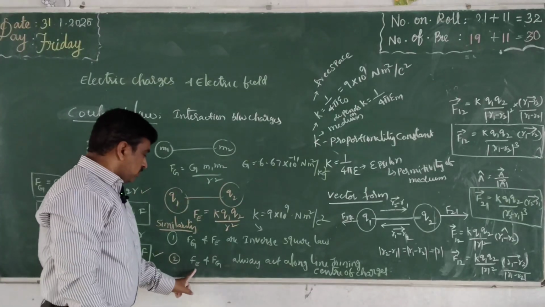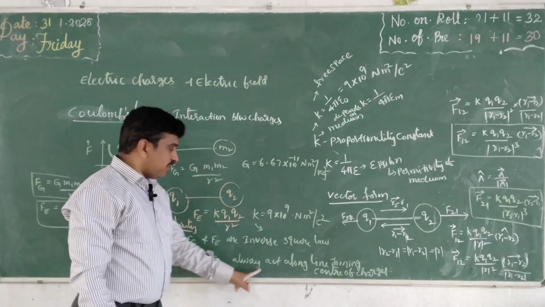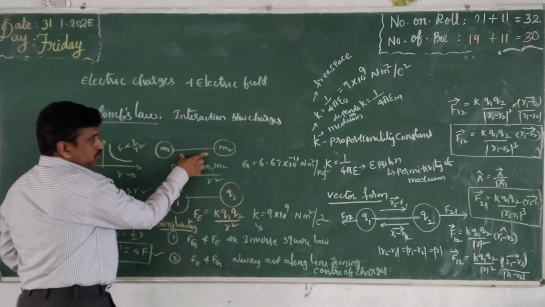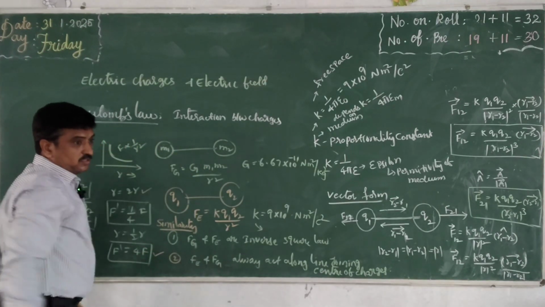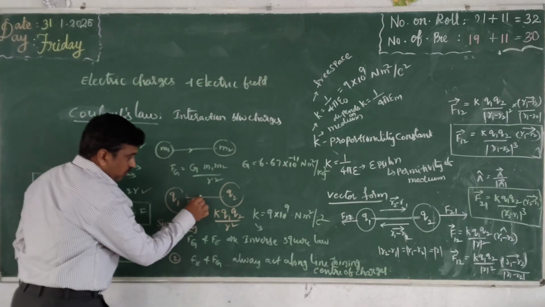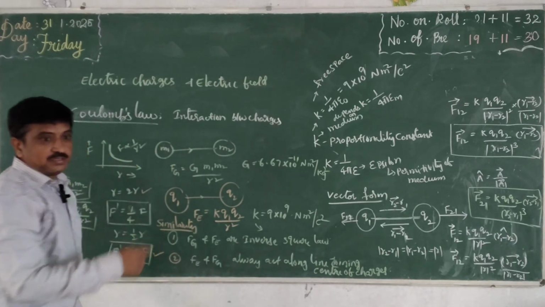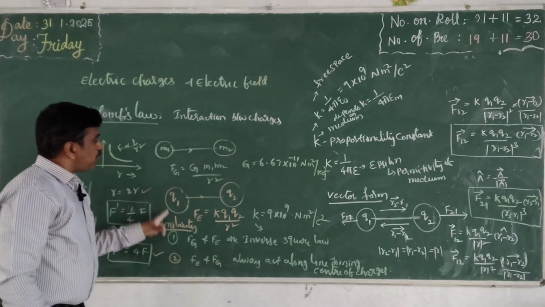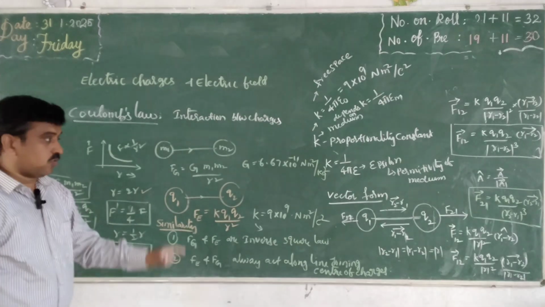Electrostatic force and gravitational force always act along the line joining the centers of the charges. Between the two masses, the force is always along the line joining them. Here also it is the same: the force always exists along the line joining the centers of the two charges. That's why these are similar properties of gravitational force and electrostatic force.